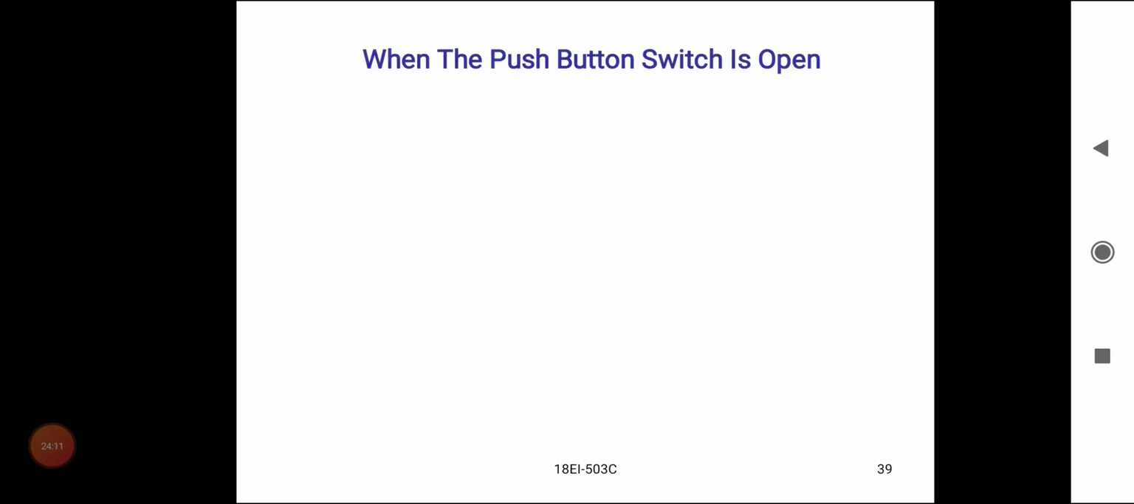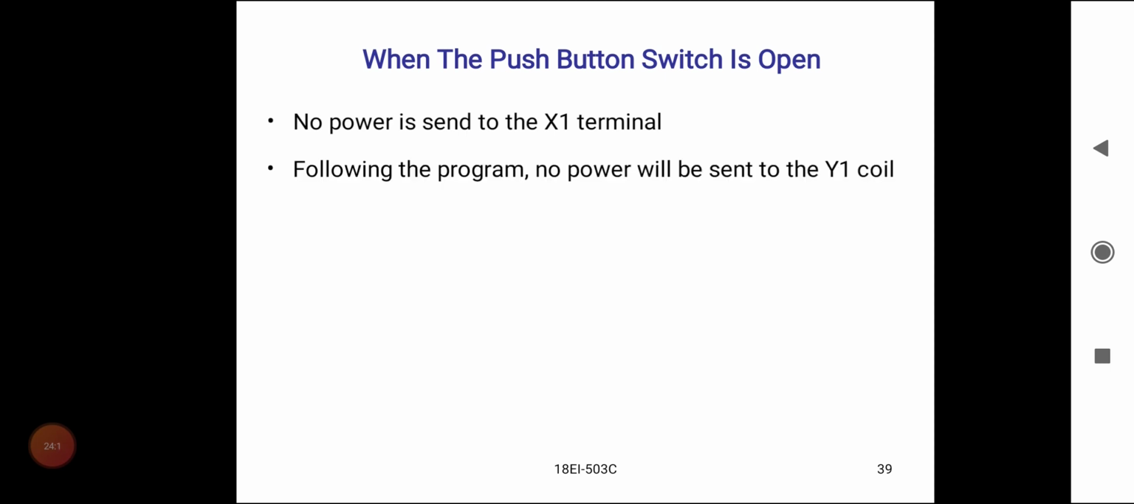When the push button switch is open, no power is sent to the X1 terminal. Following the program, no power will be sent to the Y1 coil. Hence, the lamp is in the off or dark position.